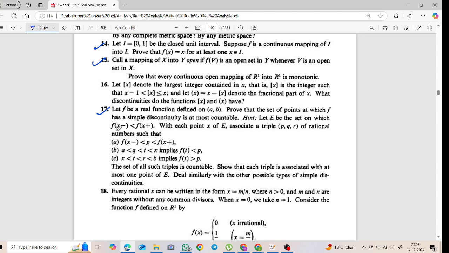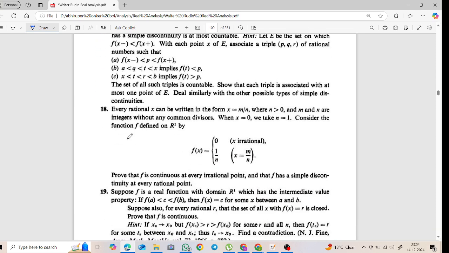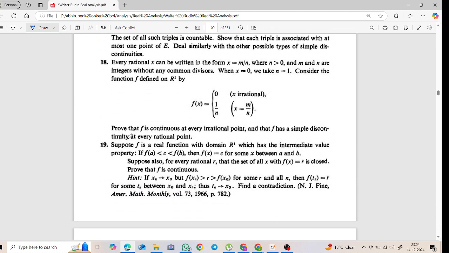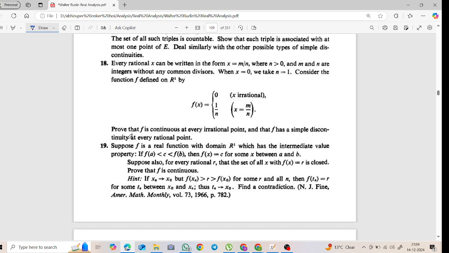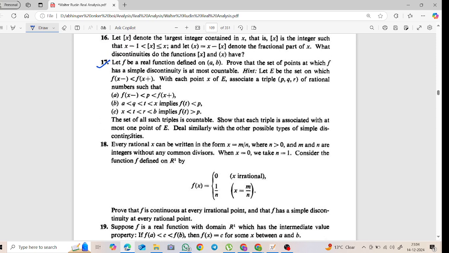This I think we have done. Every rational number x can be written in the form m by n. Or else you can try it at home. I mean, just try it the way we have shown that jump discontinuity is, try it as jump discontinuity. If you can't do it, then let me know.